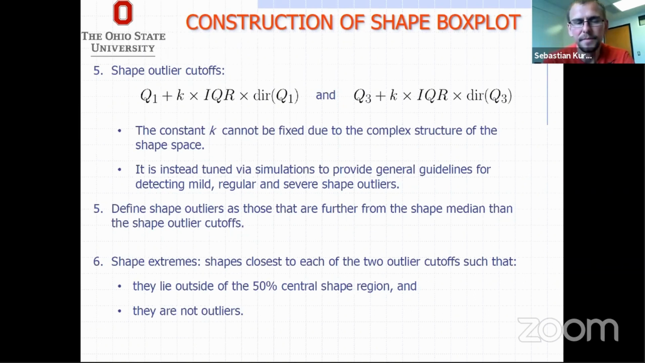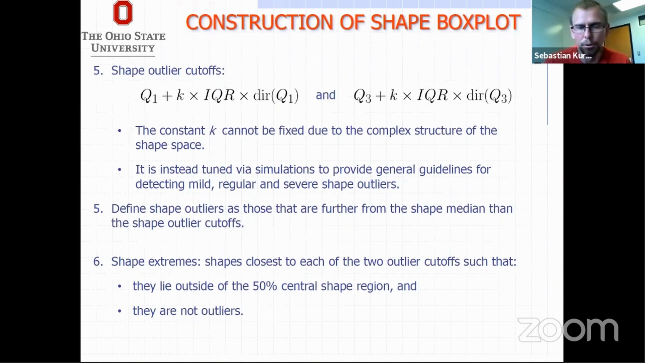This constant k, right? I mean, we've seen these formulas before. This constant k, though, in the case of the shape space and some of the other more complicated spaces, it's hard to fix it for essentially all applications. And so we've used a lot of simulations to actually tune this constant to provide some general guidelines for detecting mild, regular, and severe shape outliers. So again, there's some flexibility in flagging observations as outliers. And so finally, we define the shape outliers as those that are further from the shape median than the shape outlier cutoffs.